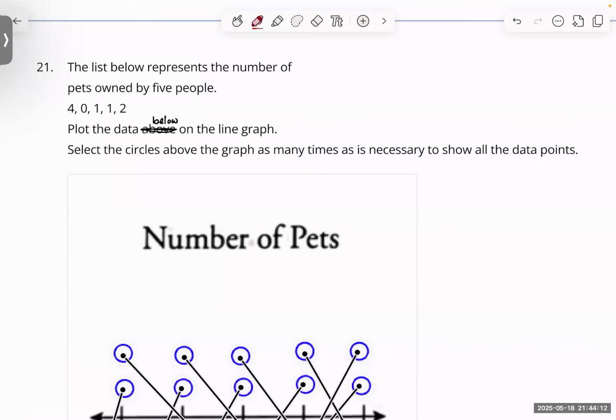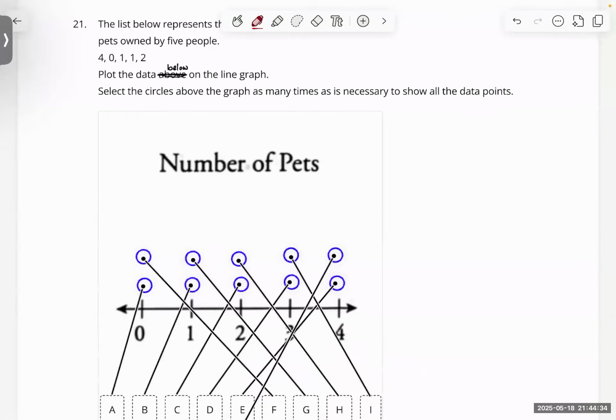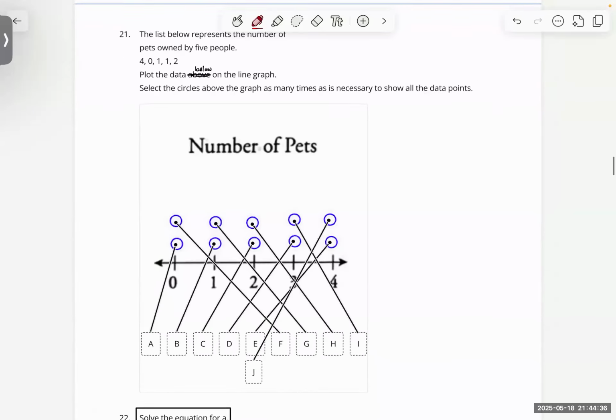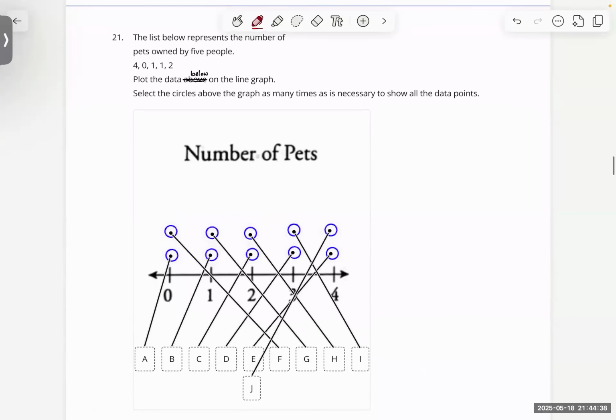The list below represents the number of pets owned by 5 people. So we have a person that owns 4 pets, a person that owns 0 pets, 2 people that own one pet, and 1 person that owns 2 pets. Plot the data below on the line graph. So we're given this mess, but on the computer, it's going to be easier to manage. Select the circles as many times as necessary to show all the data points.